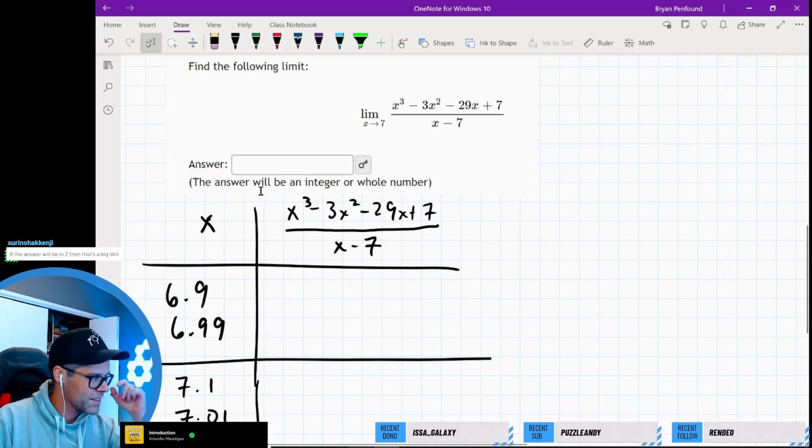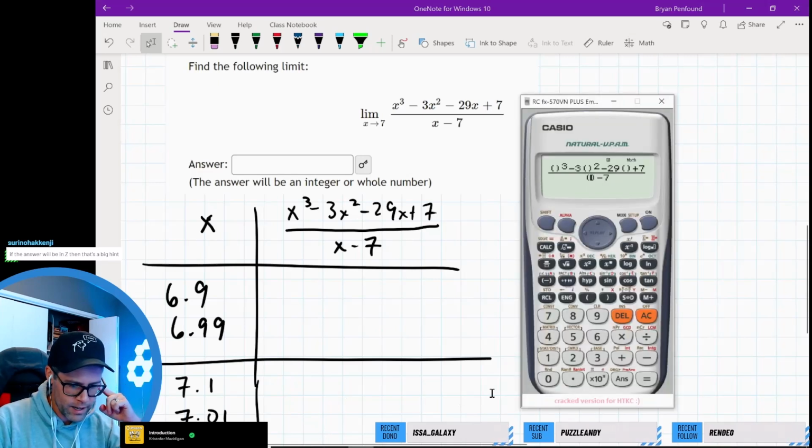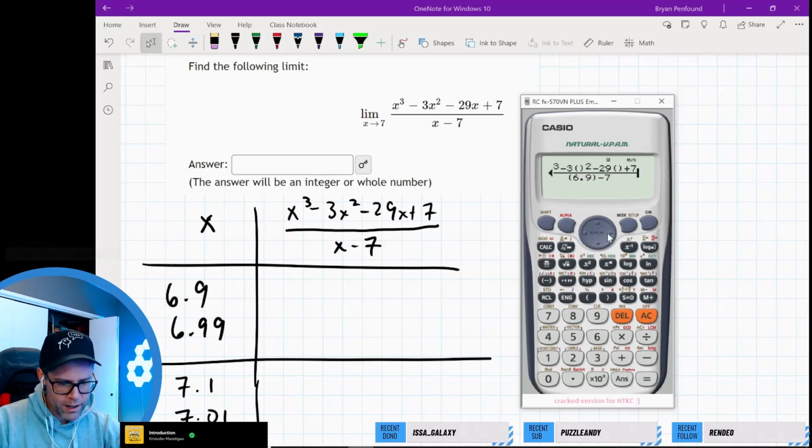Yeah, exactly. If the answer is going to be in Z, that's a big hint. That usually means you can factor this thing. I agree. But do we really want to factor a cubic? We probably could, actually. It shouldn't be that hard. Maybe it's worthwhile to do that after.